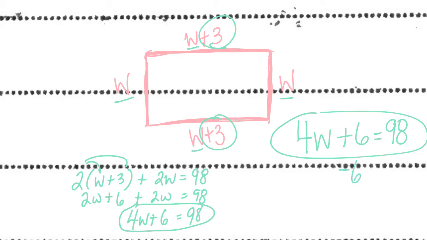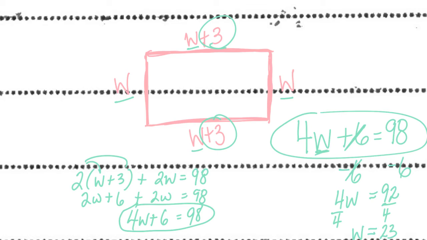When I subtract 6 to each side, because we want to get rid of everything furthest away from the W first, 4 times W equals 92. 4 is connected by multiplication, so to get rid of it, we are going to divide. 4 goes into 92 23 times.